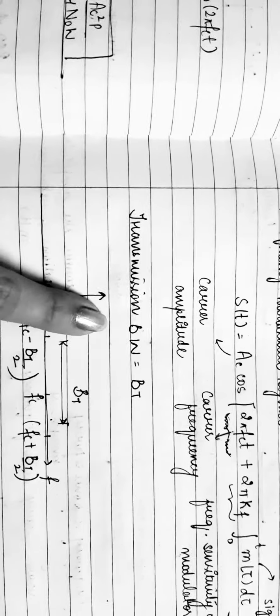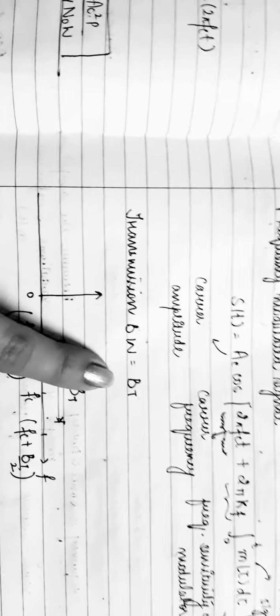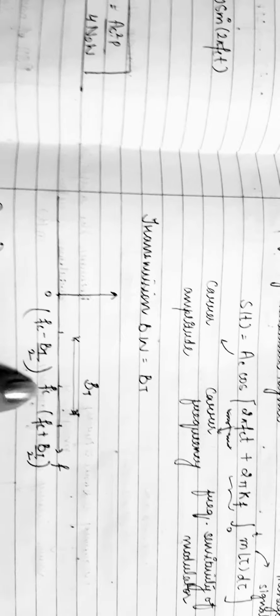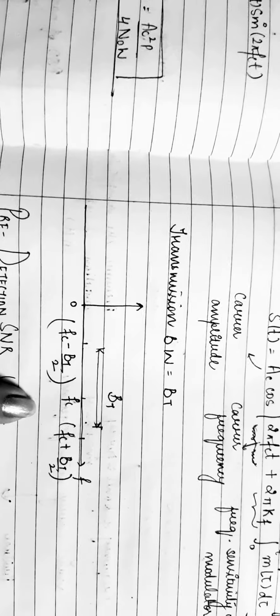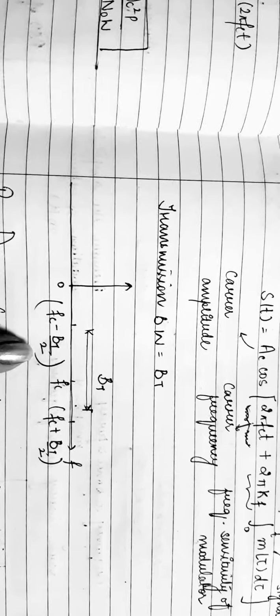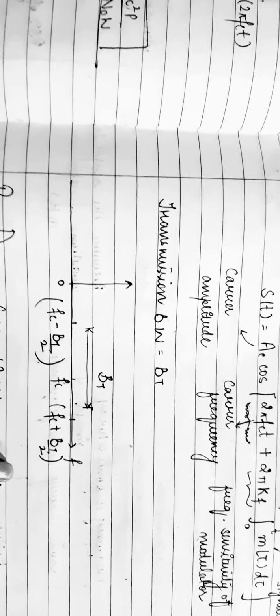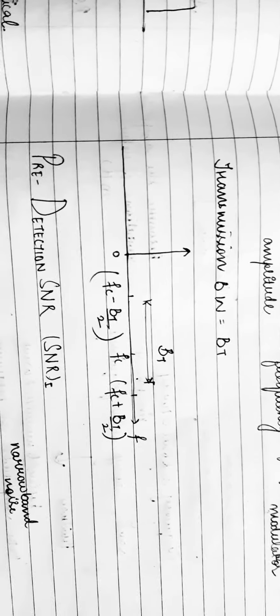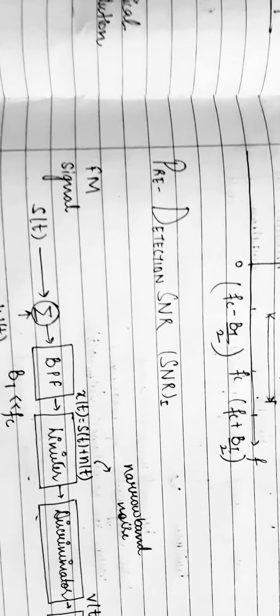Now here we have given that the transmission bandwidth is BT at the carrier frequency, that is ± fc. We will consider only the positive side, so we have represented the positive side of the carrier frequency, that is from fc − BT/2 to fc + BT/2. Now, in order to determine the noise in FM receiver, we consider pre-detection SNR input.